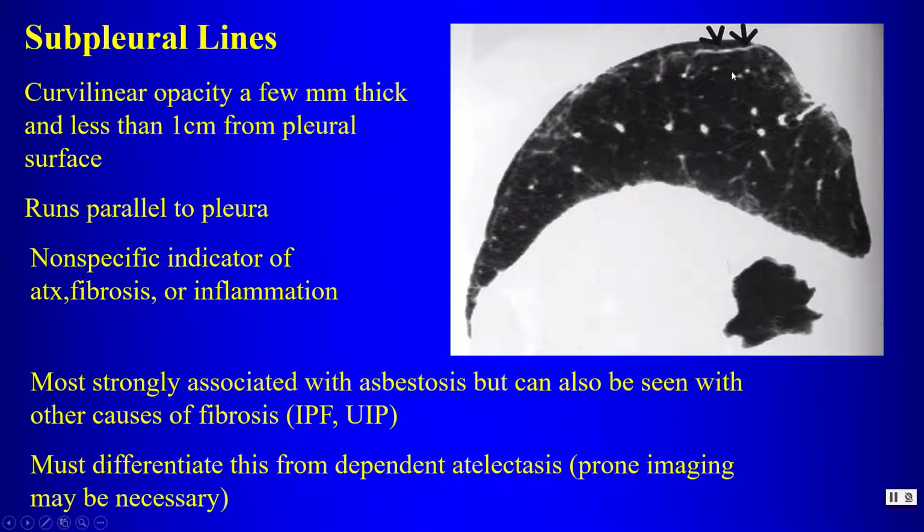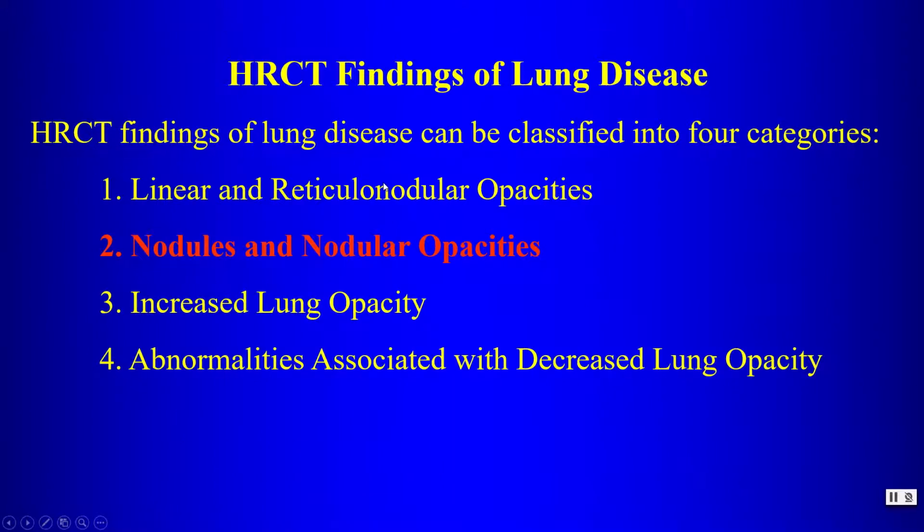Now, subpleural lines, again, another vocabulary term. These are lines that run parallel in the subpleural region to the pleural surfaces, these curvilinear opacities. And again, this is an indicator of atelectasis, fibrosis, or inflammation. Again, this is associated with diseases that cause fibrosis, commonly asbestosis, but it can be associated with other diseases that might also cause fibrosis. So you want to be able to differentiate this from dependent atelectasis, and this is where prone imaging can be helpful because this might be an early finding of asbestosis.